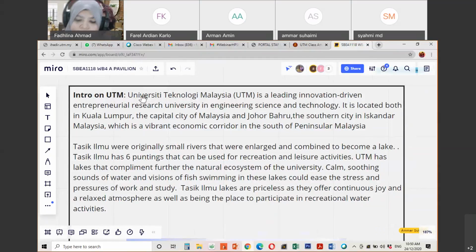So your description, you scope it down more. What happened to UTM in Johor Bahru? Where does it start? In what year did it start? Even the Tasik Ilmu, what year was it built? You should scope down.